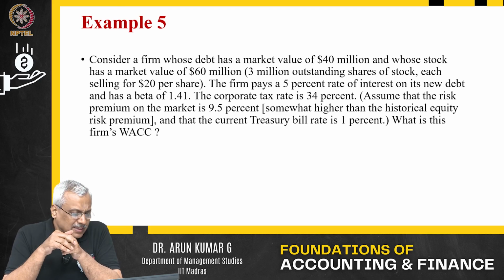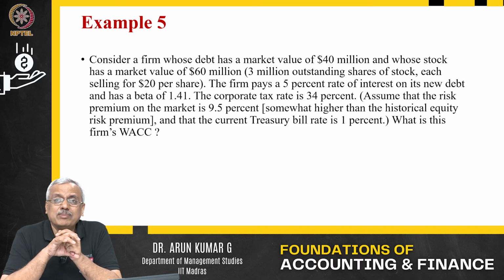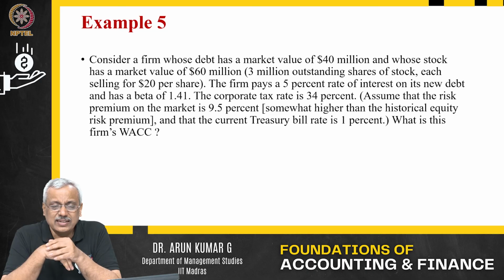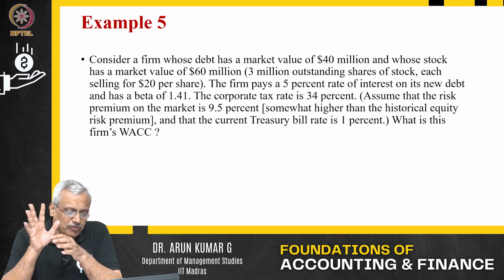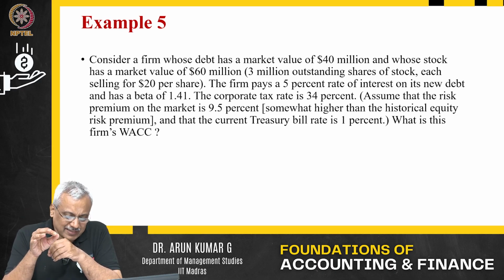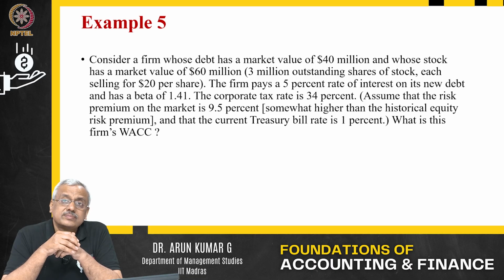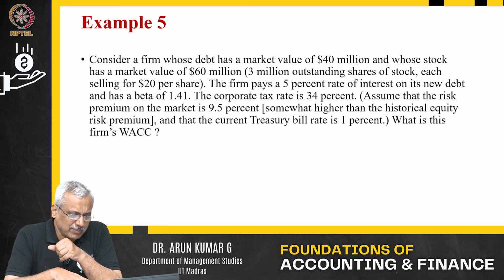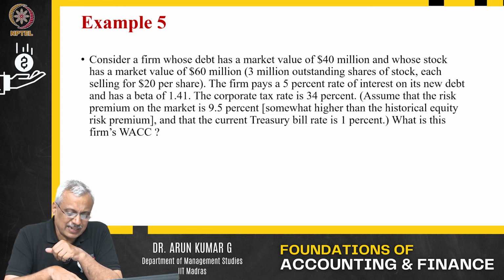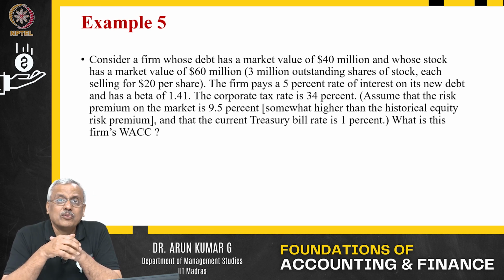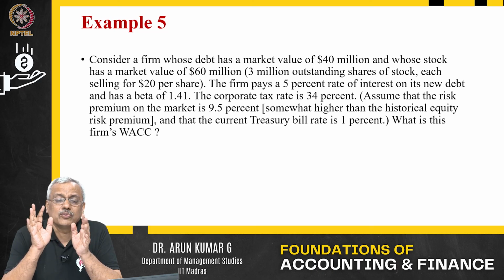So, from here let us take an example on this. Example 5. Consider a firm whose debt has a market value of about 40 million and whose stock has a market value of 60 million, 3 million shares at $20, 3 into 20, 60. The firm pays 5% rate of interest on the new debt and has a beta of 1.41. The corporate tax rate is 34%. Assume that the market risk premium is 9.5% and the current treasury bill is 1.1%. What is WACC? That's all they have asked.